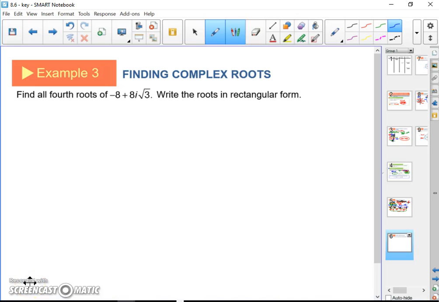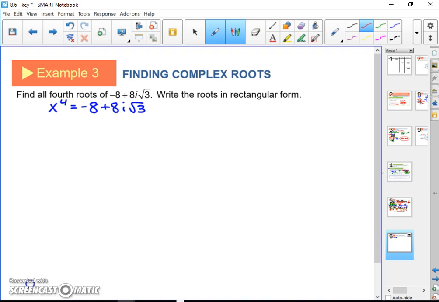Example 3, find all fourth roots of negative 8 plus 8i square root of 3. I would rewrite this problem as x to the fourth equals that number. It's not totally necessary, but I think it really helps to visualize what we're doing. We're solving this equation, so we're going to end up taking the fourth root of both sides. But we have to change to polar first. So let's change to polar first.